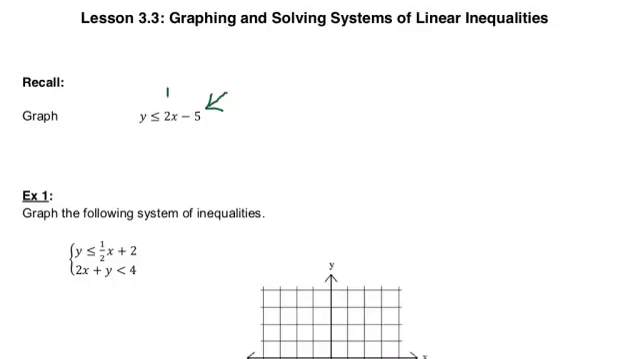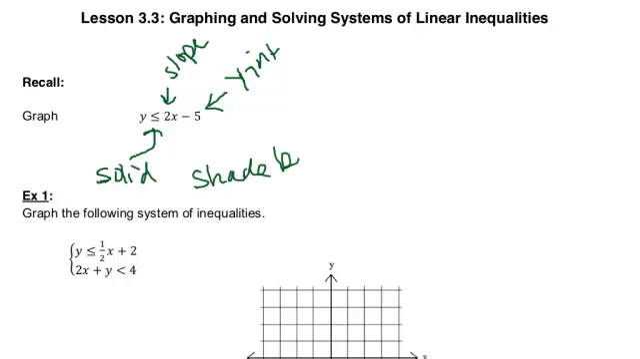We then use our slope to find the next point on our line. So we had y-intercept and slope. And then we would draw our line. Now, we'd have to determine whether it was dashed or solid. So it's less than or equal to, so that would be a solid line. And we are shading below because it's less than.